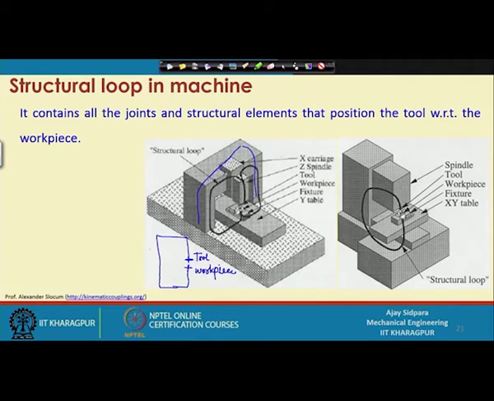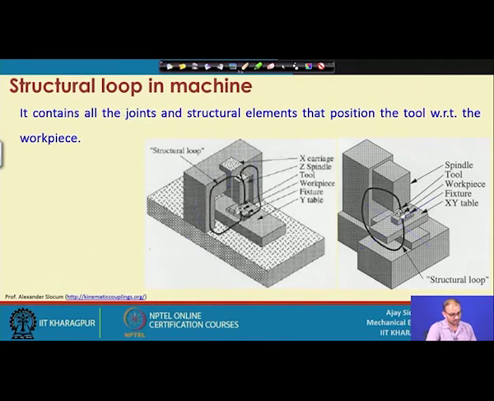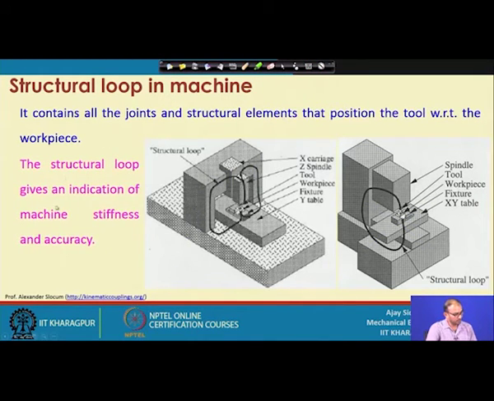And here we know that this thing is moving up and down. So, this is the joint, and then we know the x travel and y travel are also moving in different directions, that is also considered as a joint. It is not the fixed one. So, structural loop gives an indication of the machine stiffness and accuracy.